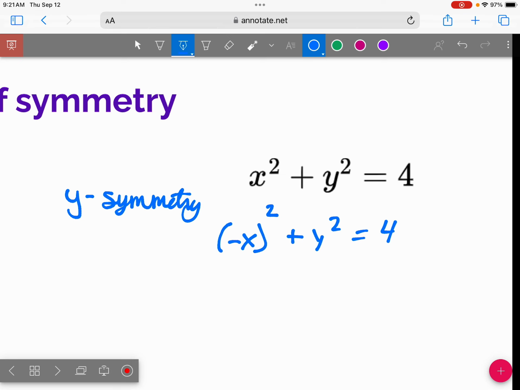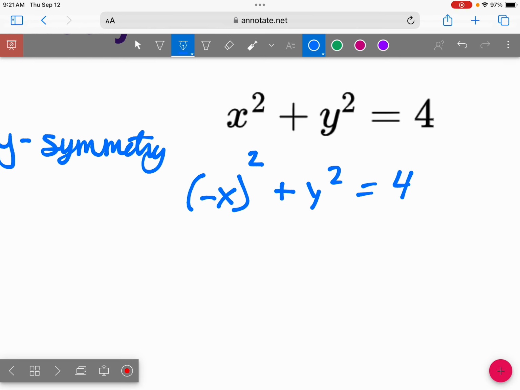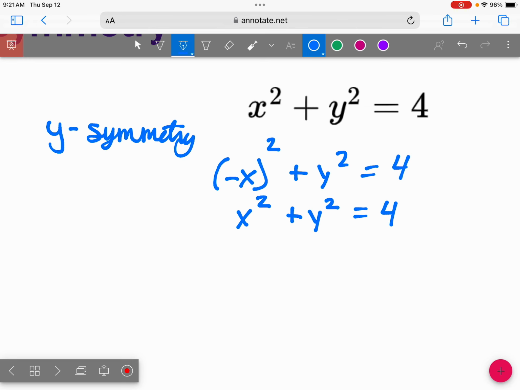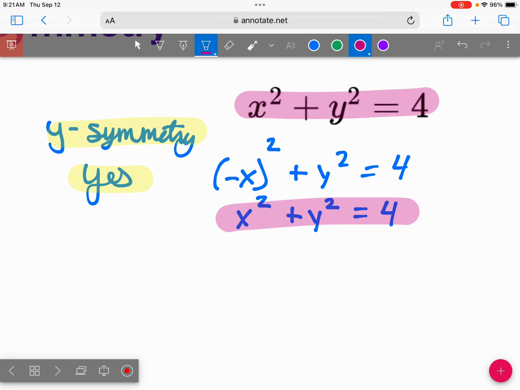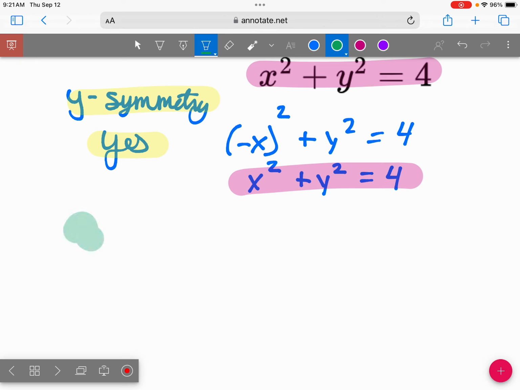Oh, good. We have email back. So what's going to happen when I square the opposite of x? Positive. So this is the same thing as x squared plus y squared equals 4. So does it have y symmetry? Yes. Because this piece exactly matches this piece. Let's check for, ooh, wrong pen. Let's check for x symmetry.